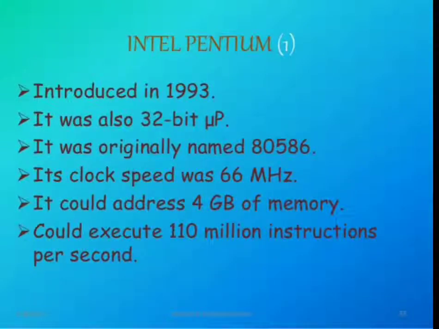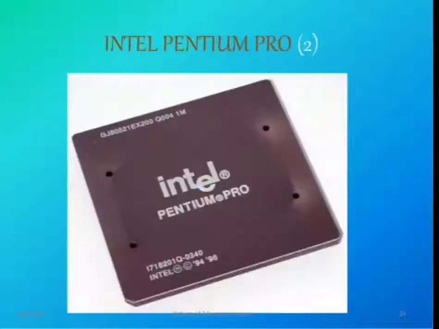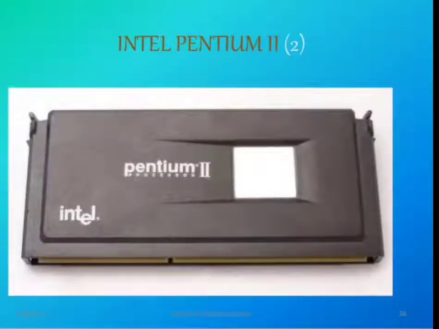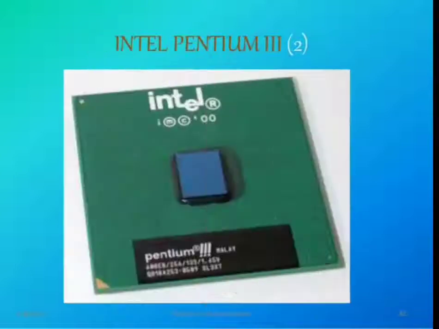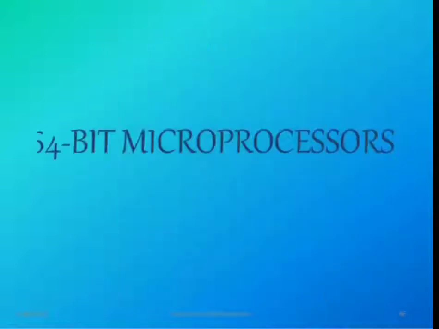Next, Intel Pentium 1. It was introduced in 1993. It was also a 32-bit microprocessor. It was originally named 80586, which we call Intel Pentium. Its clock speed was 66 MHz, it could address 4 GB of memory, and it could execute 110 million instructions per second. Next, Intel Pentium 2. Pentium Pro. Pentium 2. Pentium 2 Xeon. Pentium 3. Pentium 4. Intel Dual Core.